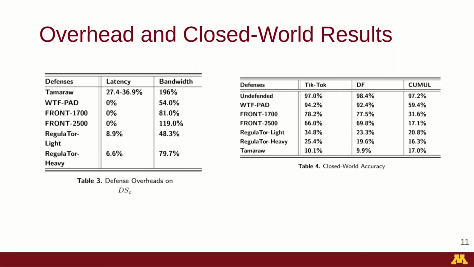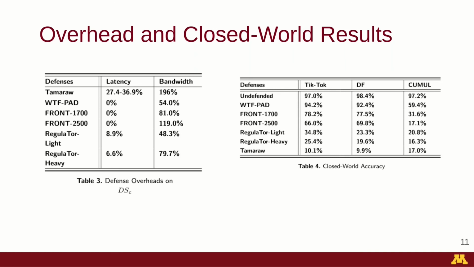WTF-PAD has a moderate bandwidth, but it's only really effective against k-NN. It's not effective against the deep learning attacks. Front has more moderate bandwidth, though it's somewhat higher than WTF-PAD. It has some effectiveness against Tik-Tok and Deep Fingerprinting, the two deep learning attacks.